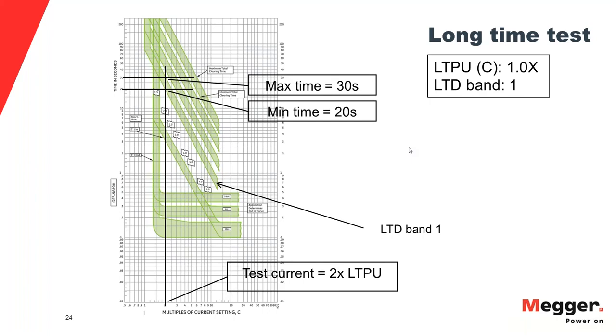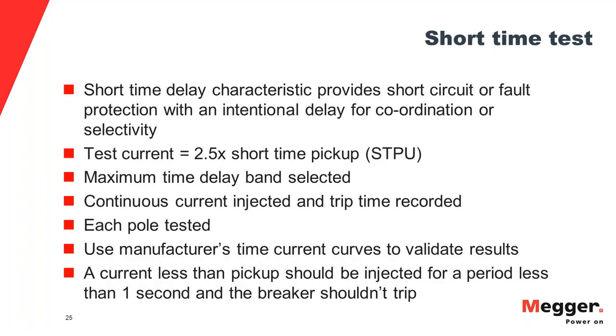So to pass the test, the breaker will need to trip in a time between 20 to 30 seconds. If it trips earlier than 20 seconds or if it takes longer than 30 seconds to trip, it means that the breaker has failed the test. Now let's look at the short time delay characteristics. Short time delay characteristics are provided for protection against short circuit or fault conditions, but an intentional delay is introduced here. Could be for coordination or for situations such as motor starting, where the motor can draw high current for a few cycles in the beginning.